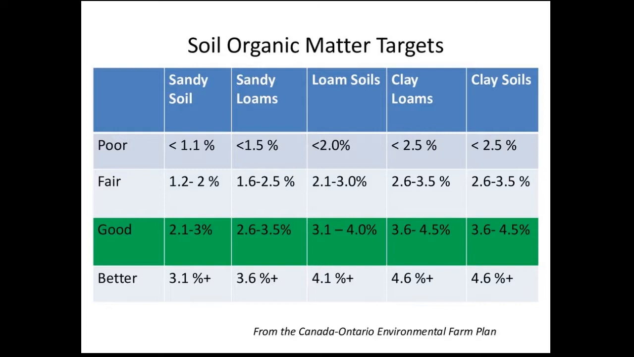If you look in the environmental farm plan, you'll see that there are soil organic matter targets. I kind of don't like the word target. I kind of like the word guideline better. This is based on some research out of Agriculture and Agri-Food Canada, looking at aggregate stability and a few other aspects overall as far as what the guidelines for organic matter should be, based on different soil textures. It gives you something to at least aim for.